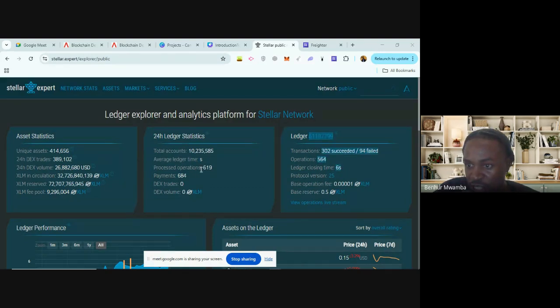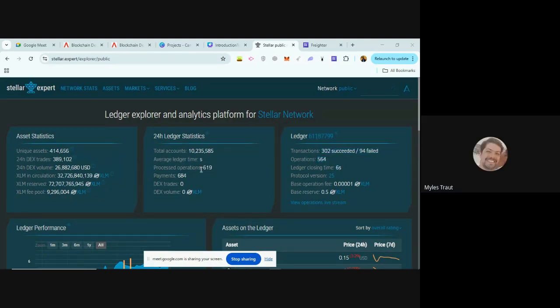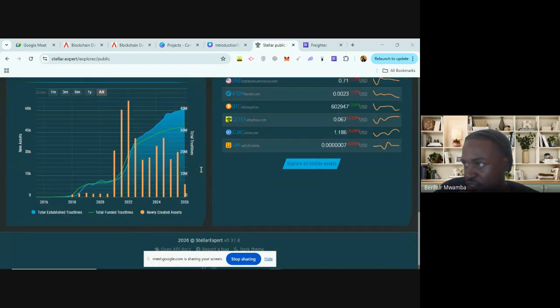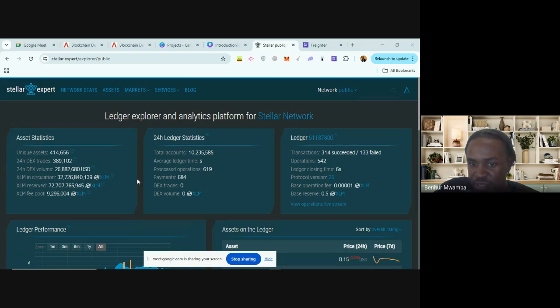Hello? Yes, Miles? Can you see specific transaction details? Yes, let's actually look at one transaction. Yes, but you're not going to know who sent the transaction, you're just going to see the address.